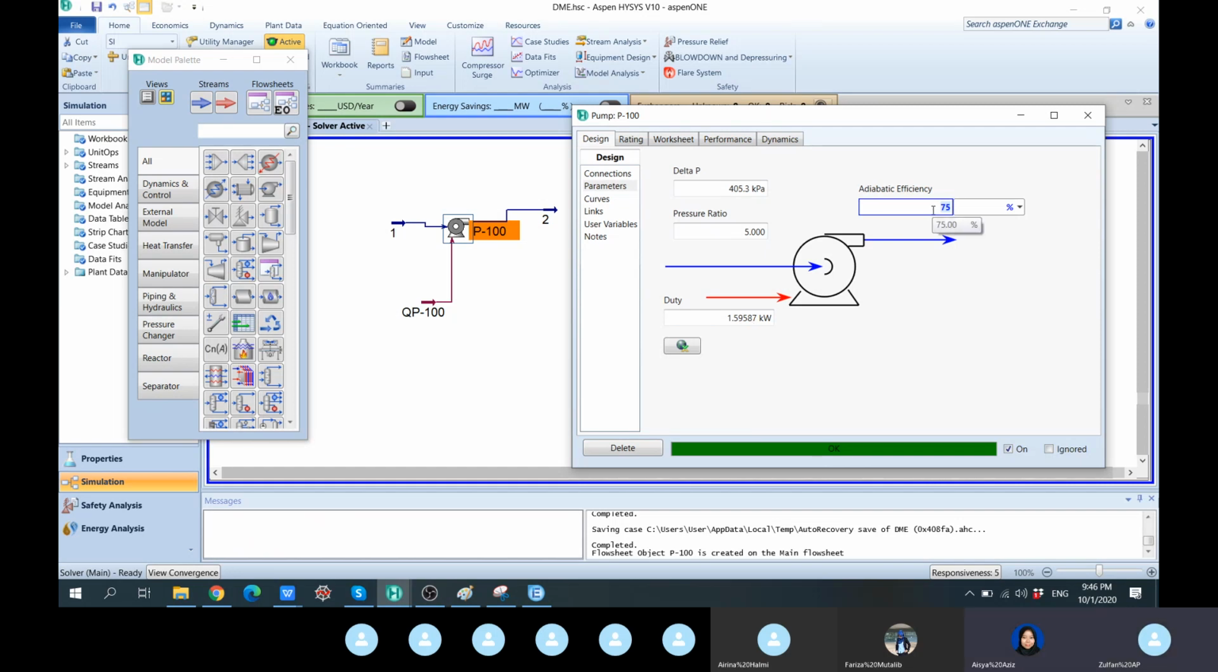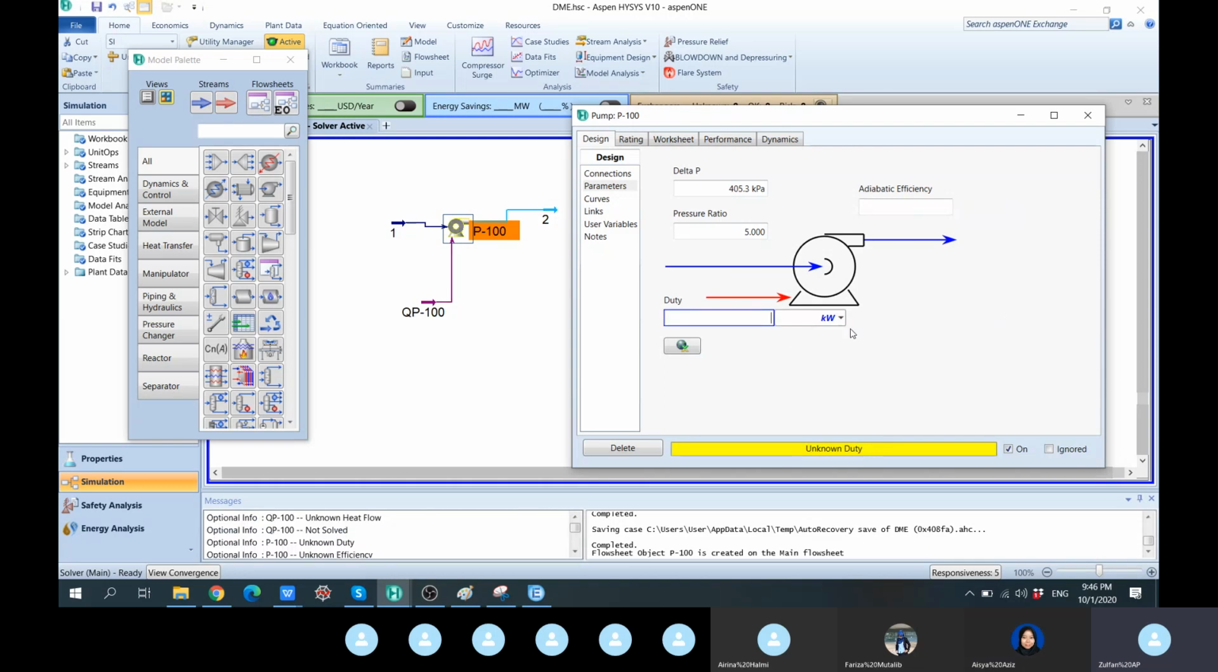If you want to do it the other way around, I don't know what the efficiency is, but I do know from the electrical guy that it costs us about 2 kilowatts. So you put 2 kilowatts over there, and then you will see a lower efficiency. It was 1.5 at 75% efficiency, but now with 2 kilowatts, the efficiency of the pump is about 60%. Either way, we know that we have to specify two things.